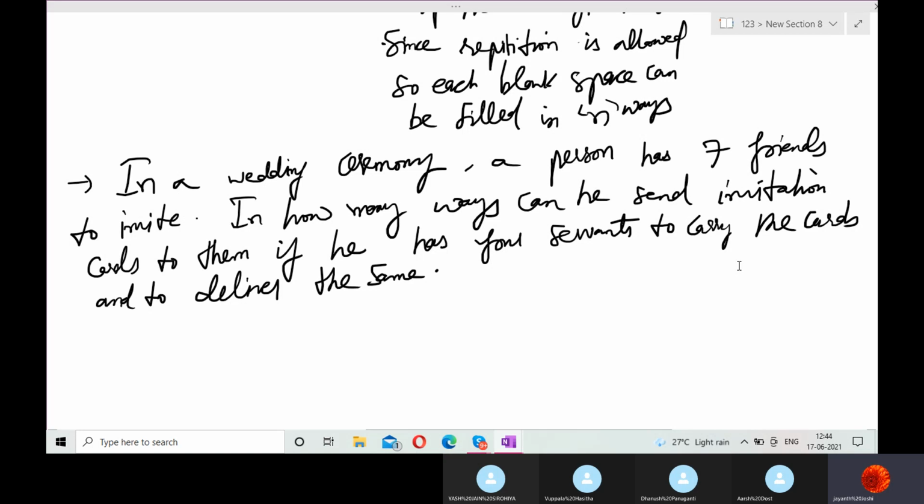Yes. So see, in a wedding ceremony, a person has how many friends? You know, n is always greater than r, correct? How many friends are there? 7 friends, correct? Yes, sir. So 7 friends are there, and in how many ways can he send invitation cards to them if he has 4 servants to carry the cards and to deliver the same? So we can take 7 friends here.